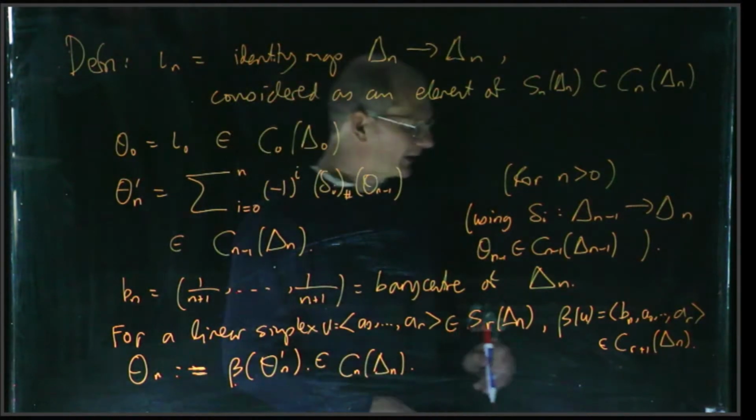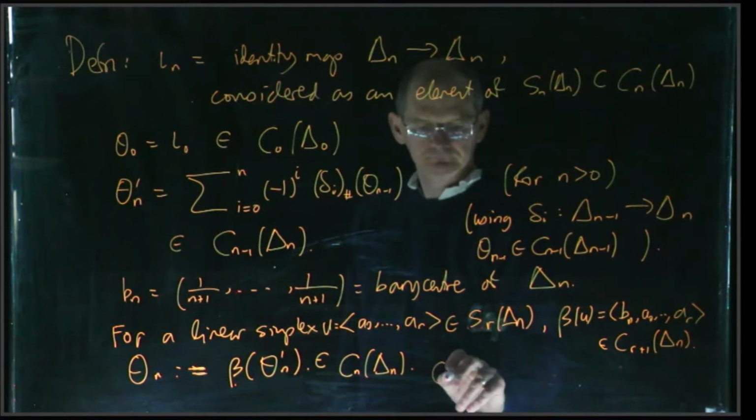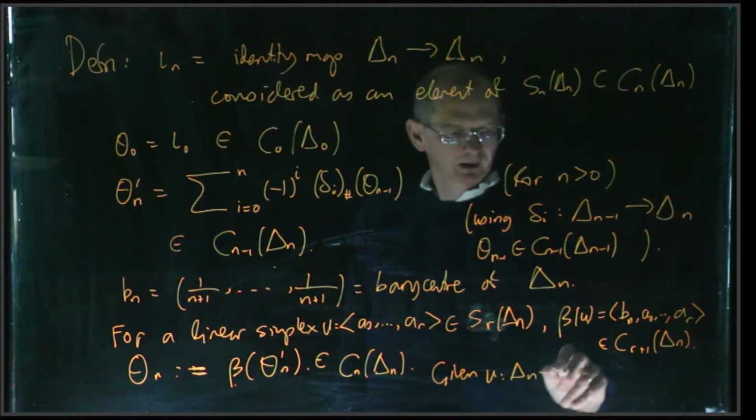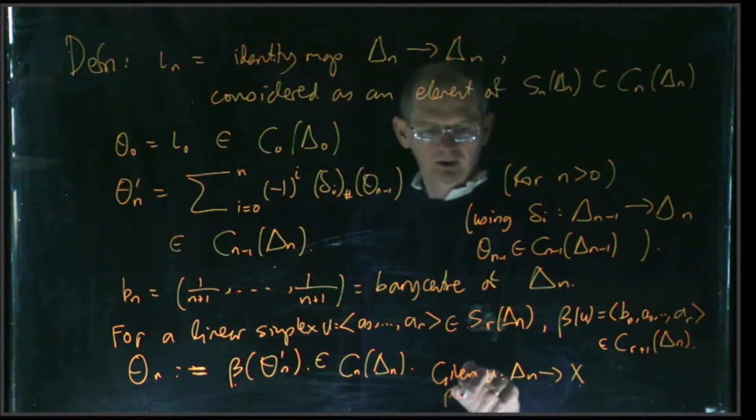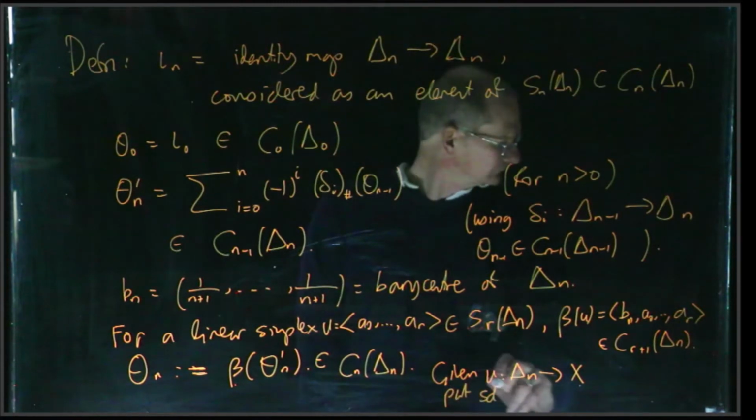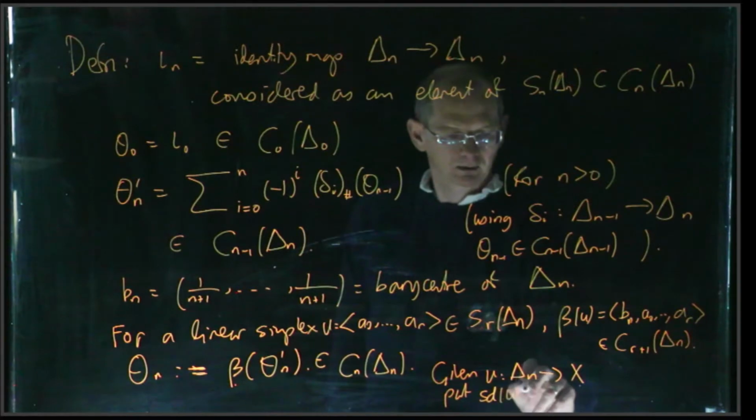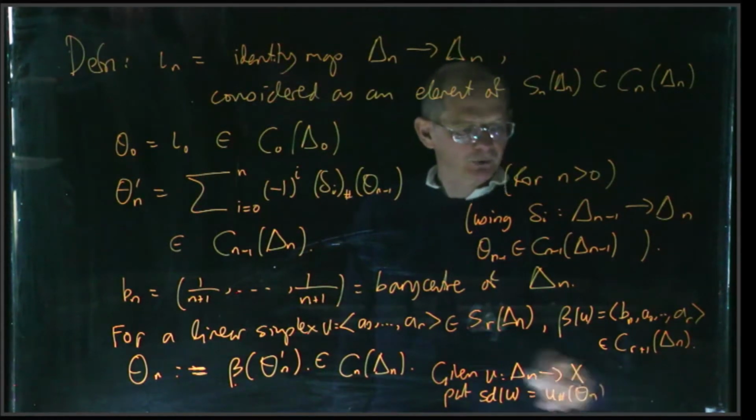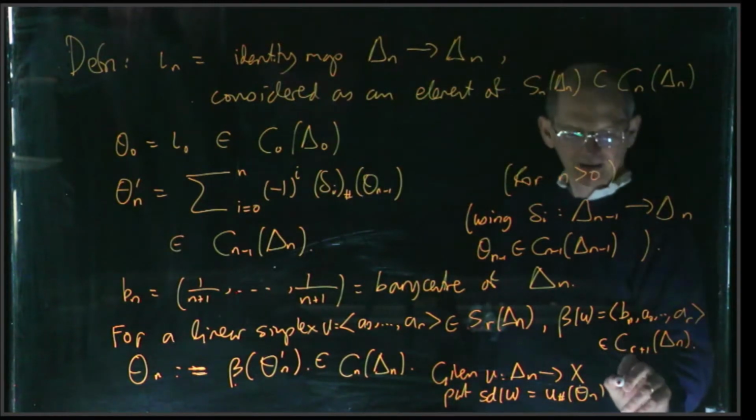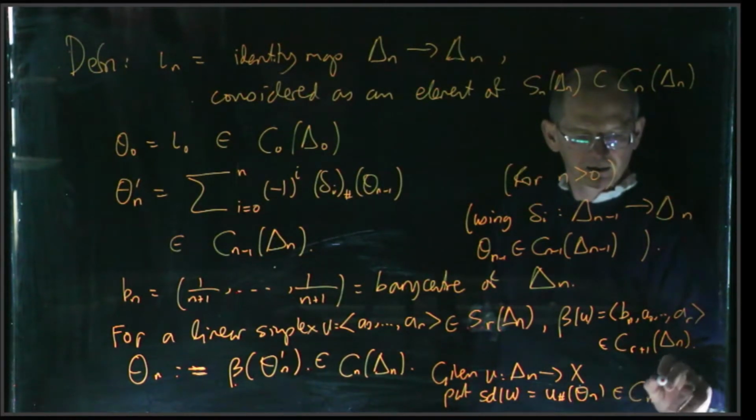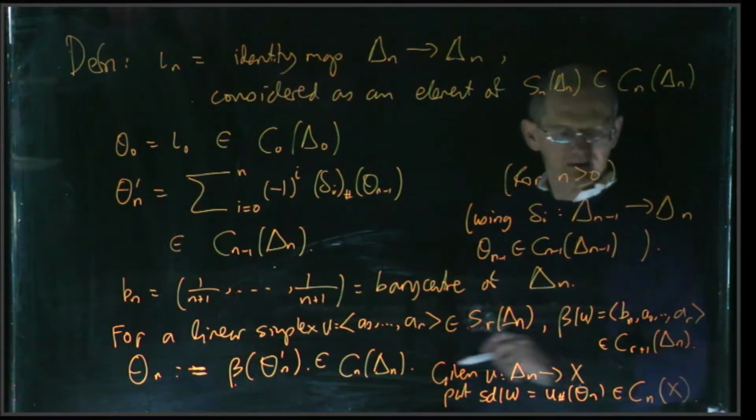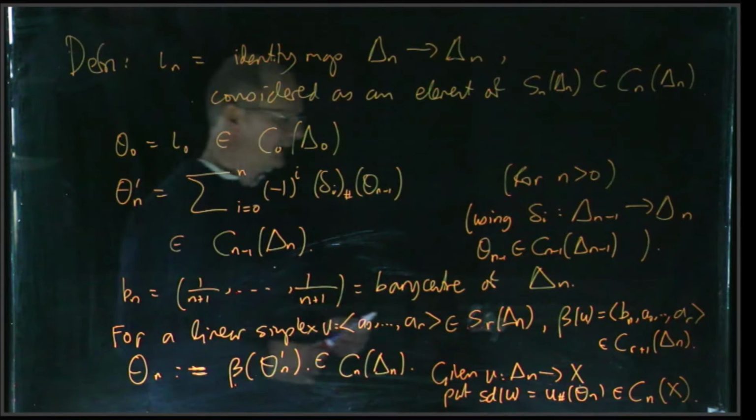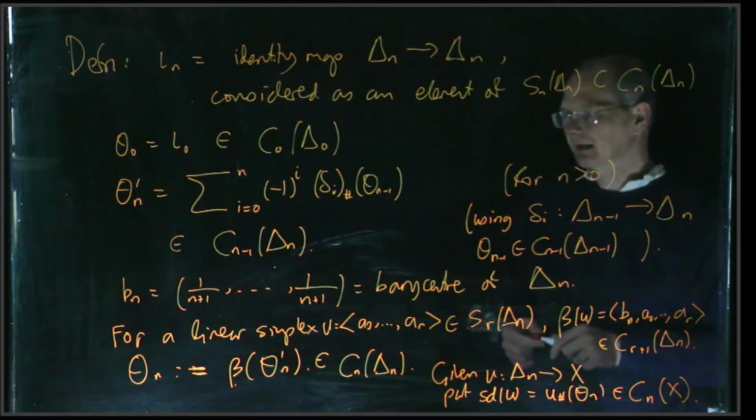And then finally, given some u from Δ^n to X, we define the subdivision of u to be what we get by applying u_# to θ_n. So that's in C_n(X). Okay, so this defines our subdivision operation, and there's a bunch of things we need to check about its properties.